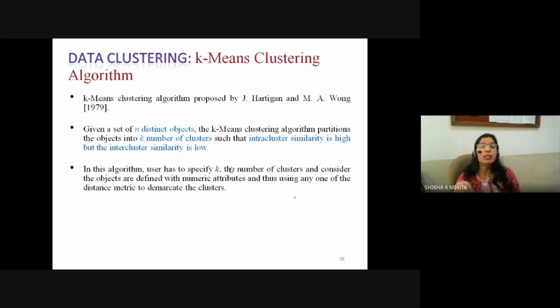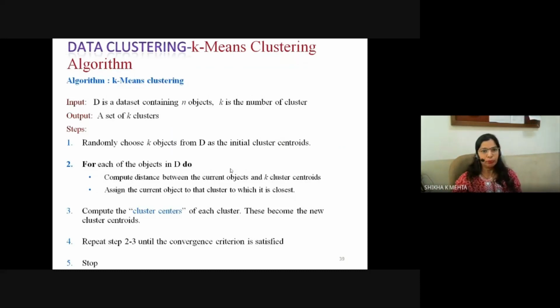And the user here, this is also a limitation of k-means clustering, has to specify the value of k. K is the number of clusters that you want to create. So if you are not aware of the number of clusters, we have other clustering algorithms which you can use, or we have methods to find out the appropriate number of clusters that should be created based on the data that we have.